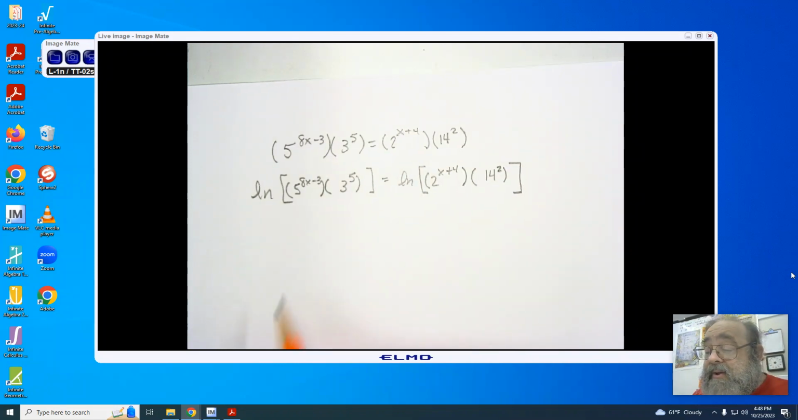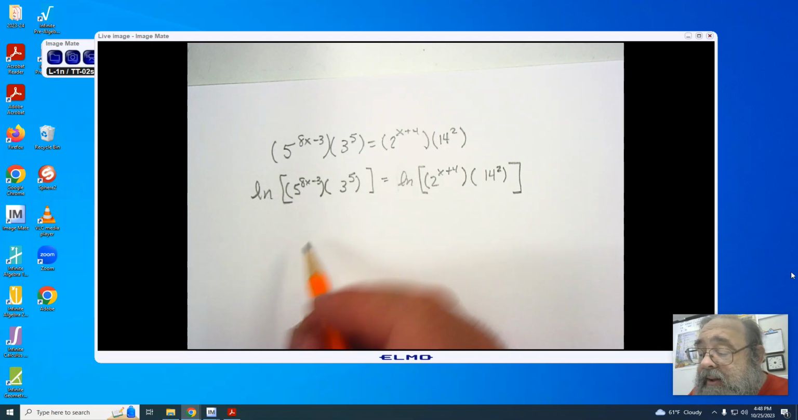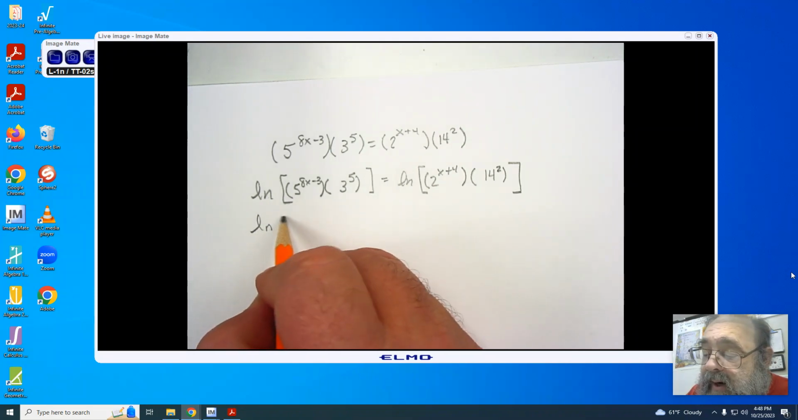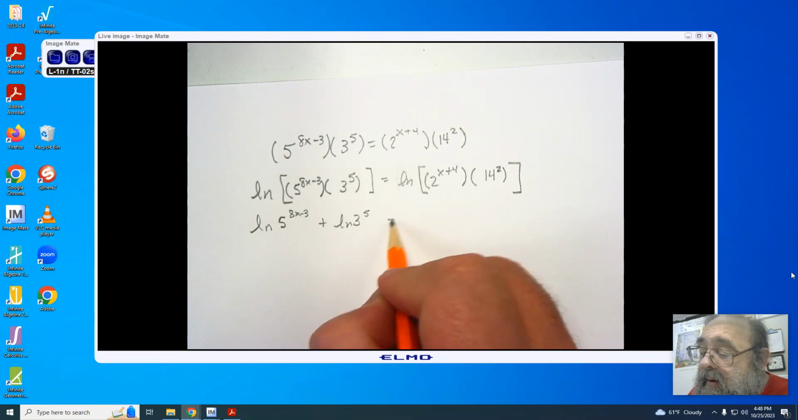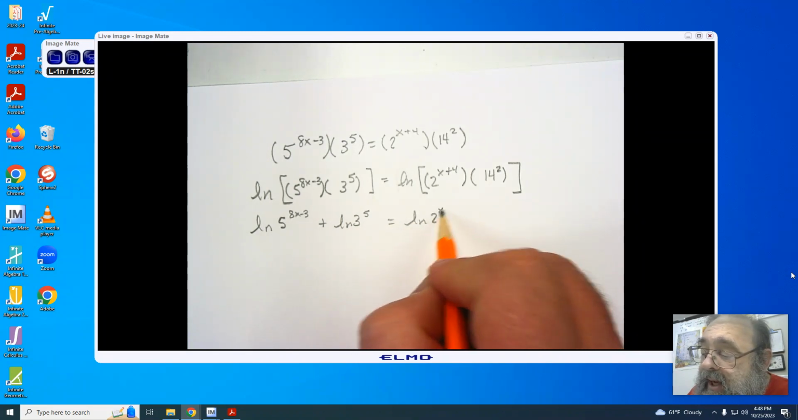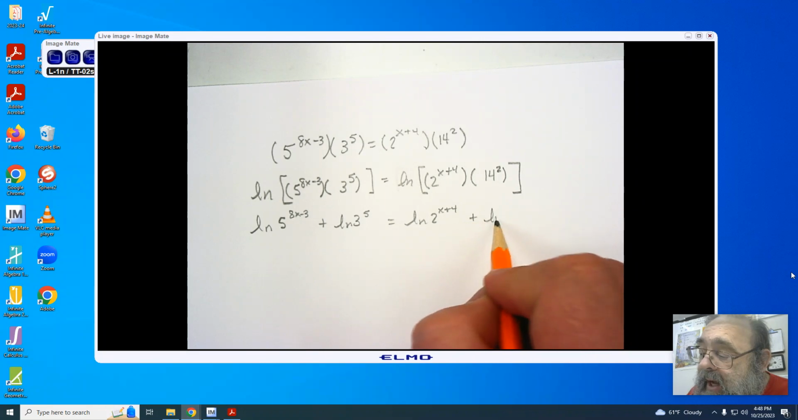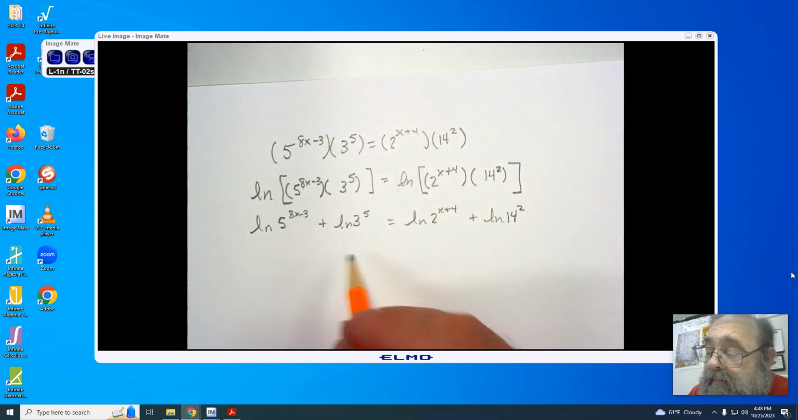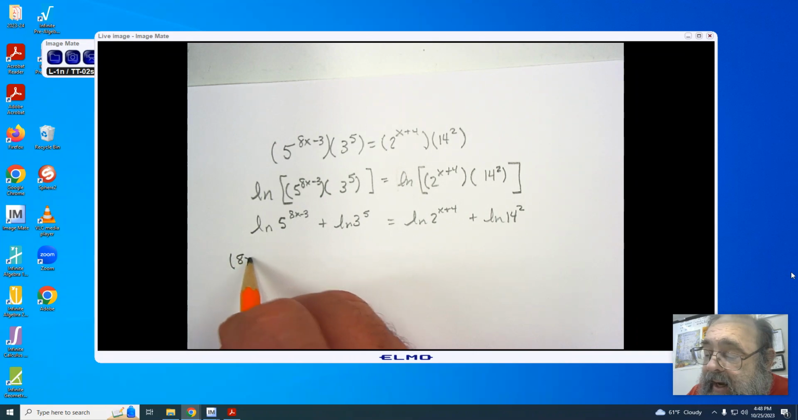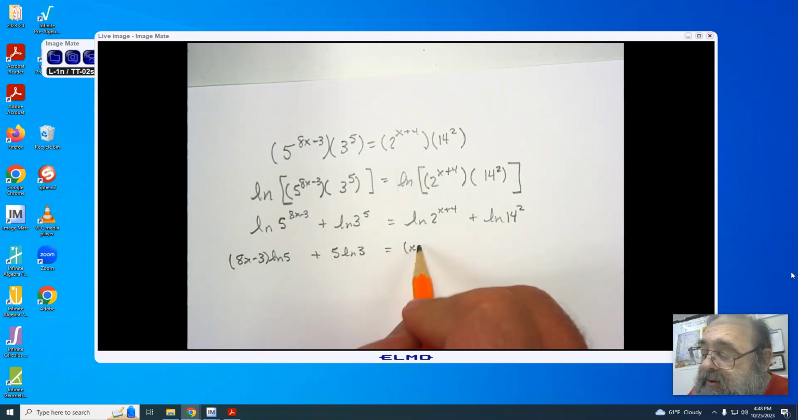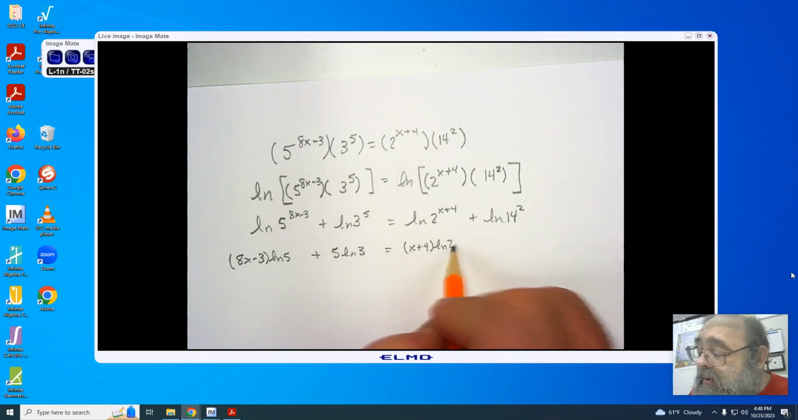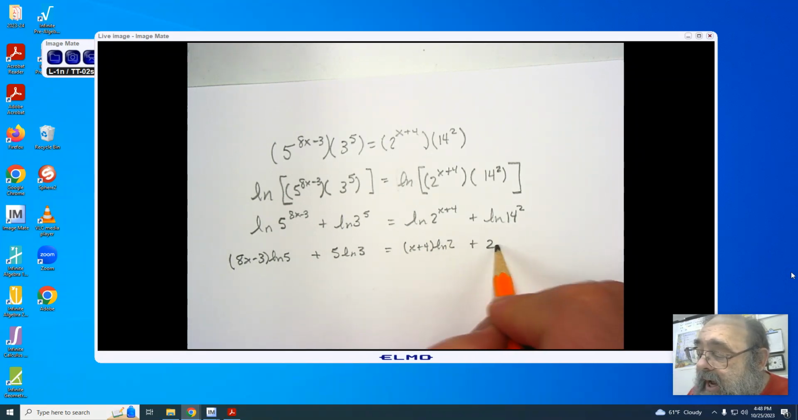Alrighty. Now, because I have a logarithm and these 2 terms are a product, I can expand the log so that I have natural log of 5 to the 8x minus 3 power plus natural log of 3 to the 5th equals natural log of 2 to the x plus 4 plus natural log of 14 squared. Powers now move in front. 8x minus 3 times the natural log of 5 plus 5 natural log of 3 has to equal x plus 4 times natural log of 2 plus 2 natural log of 14.